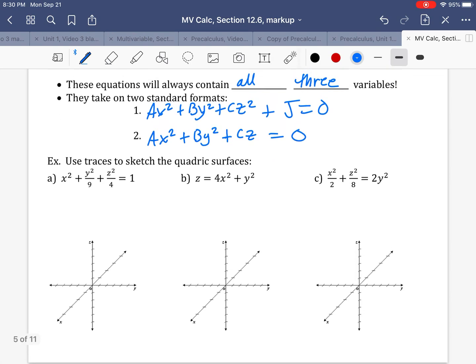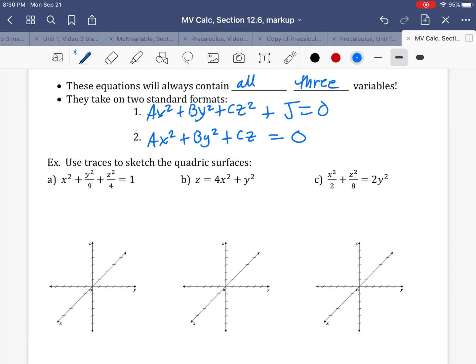All right, so we're going to use traces to try and draw these things. By traces, I mean let one of the letters equal 0 and see what we have. If x equals 0, then this part would be gone. Imagine what's left right here. This looks like an ellipse along the y and z axis. It would be longer in the y direction, going about 3 in the y direction and 2 in the z direction. So I have that ellipse right there.